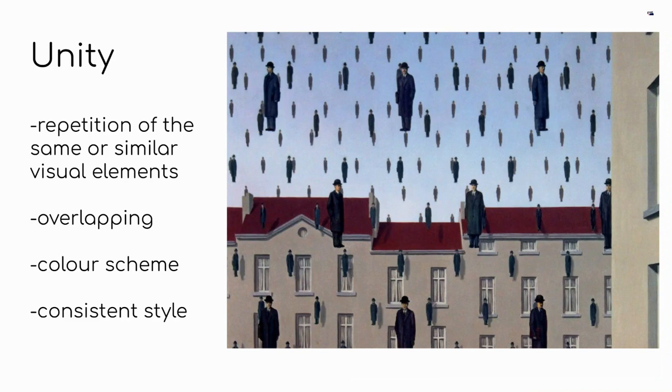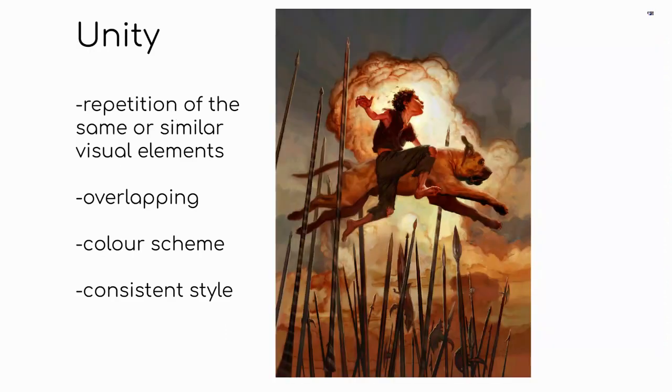Unity pertains to a sense of wholeness or connectedness, and it typically comes from repetition, but it's often repetition of the same or almost the same visual element. So this is a good example. We see the repetition of the men, and they're not identical, but they're pretty close. And so that repetition of the men creates a sense of unity. Overlapping always creates a sense of unity. So the building in this composition is being overlapped by the men, and some of the men are even overlapping. Using a color scheme creates unity.